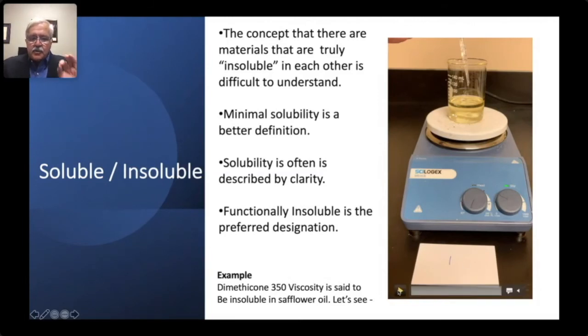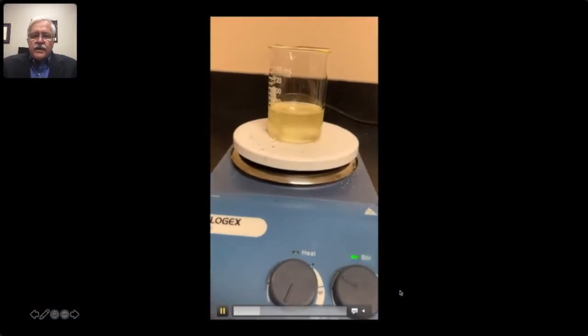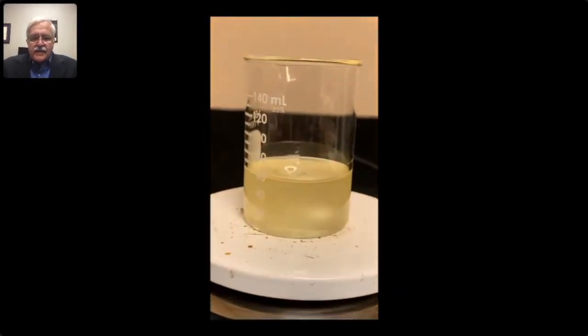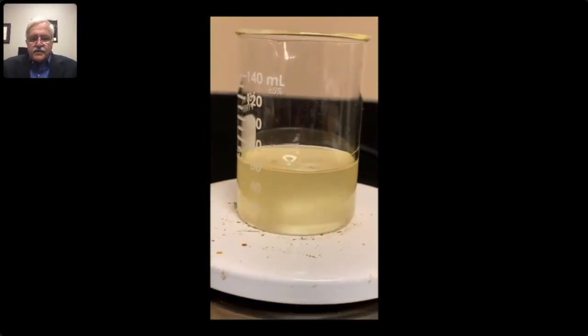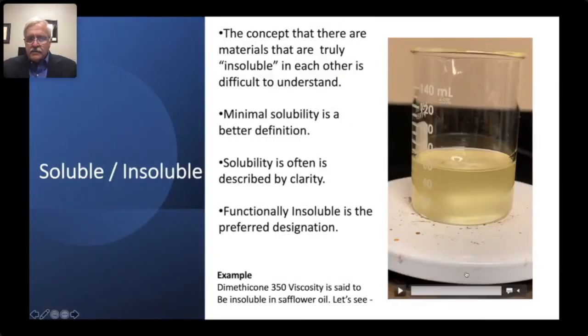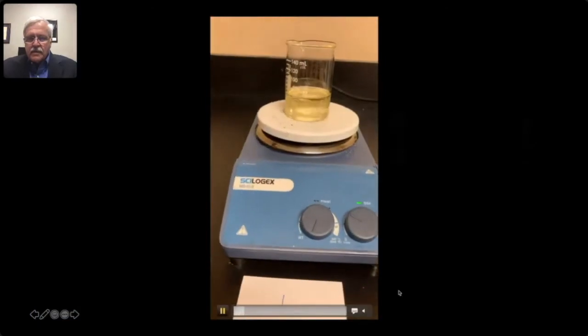These are two things, 350 vis fluid and safflower oil, which are insoluble in each other. Okay, so we can see we put some in. There's a little bit of time that it takes to mix, which is fairly common in polymeric systems. Oops. What happened there? Okay, we'll look at it this way.